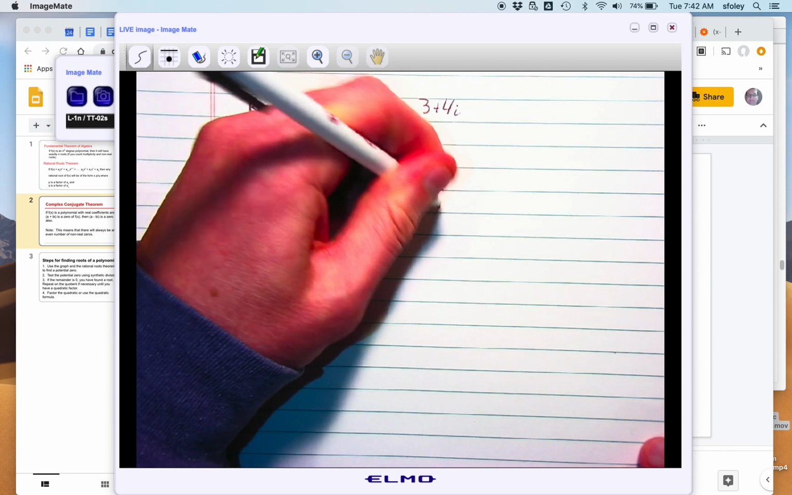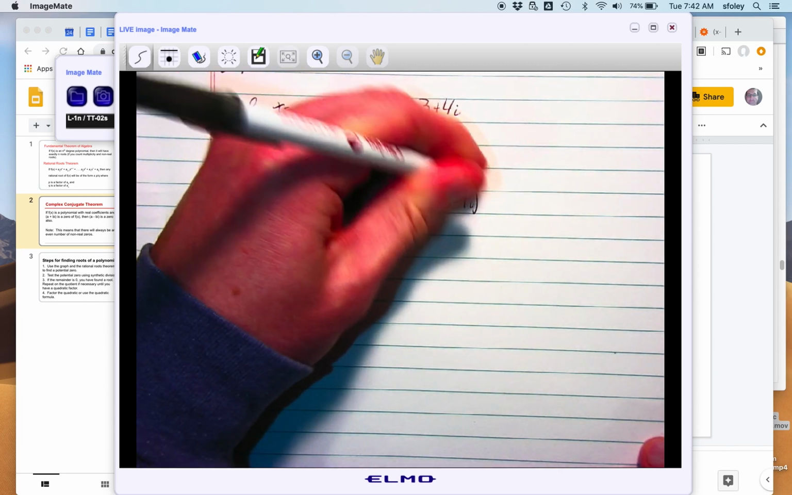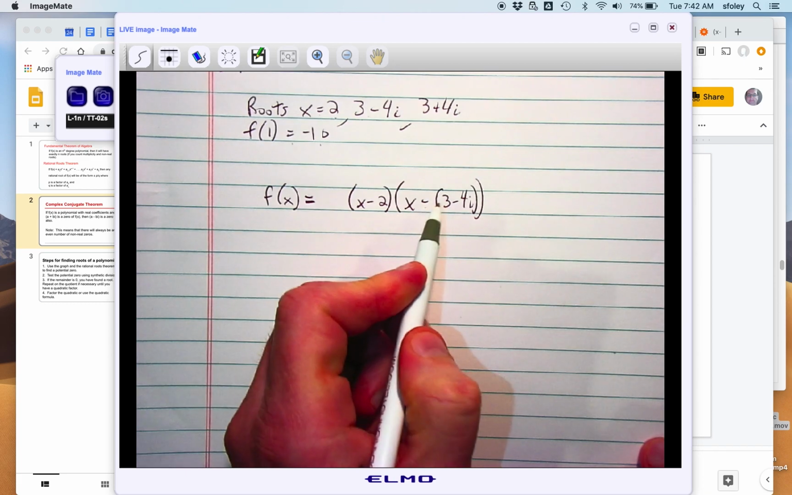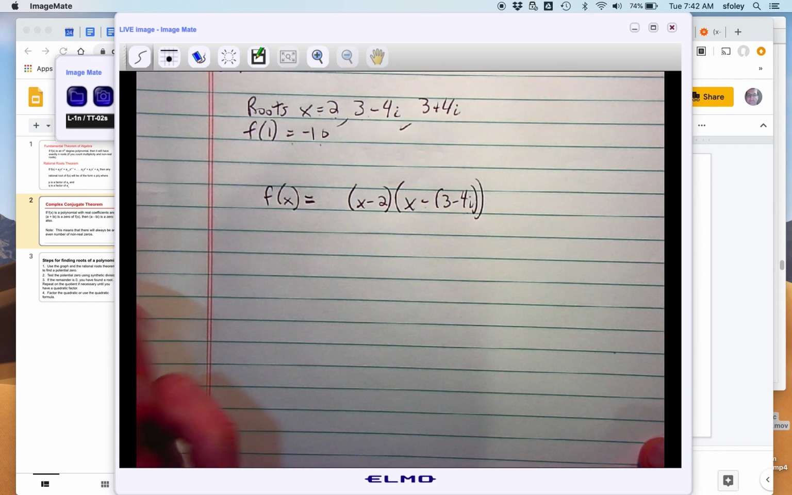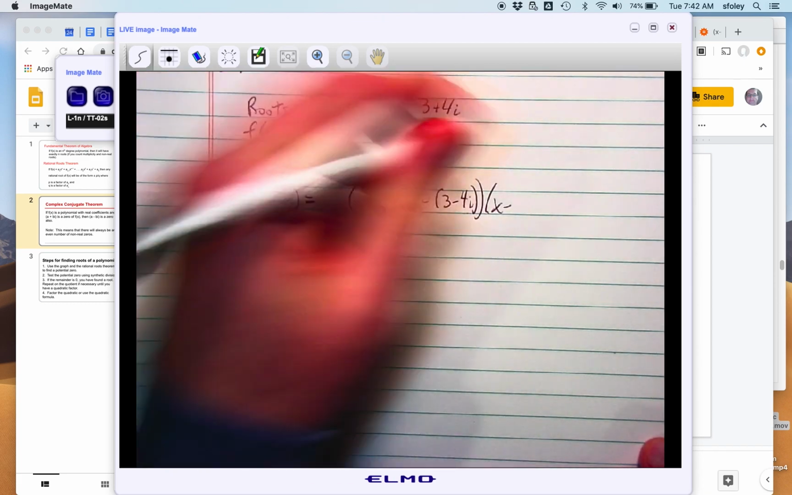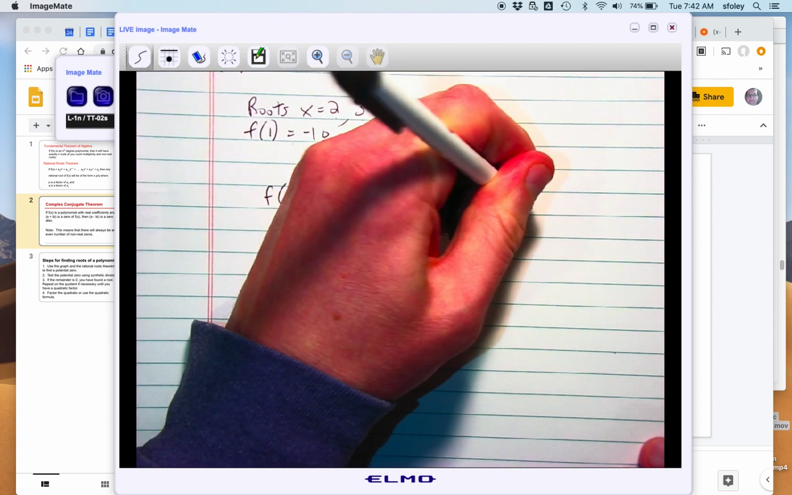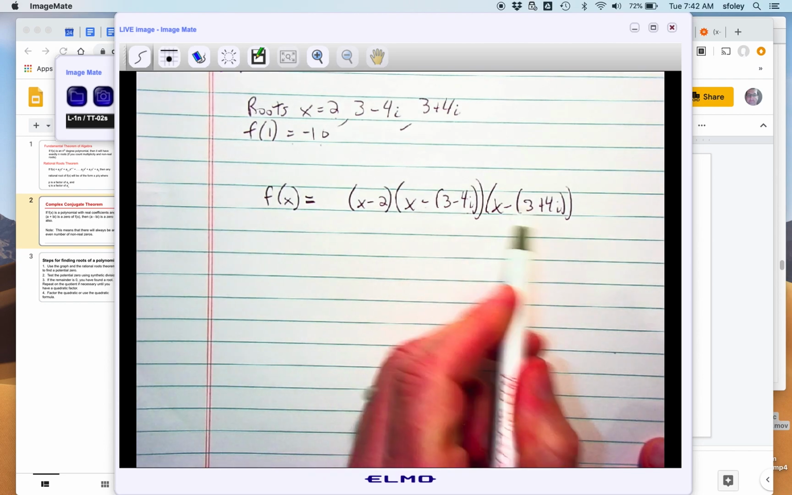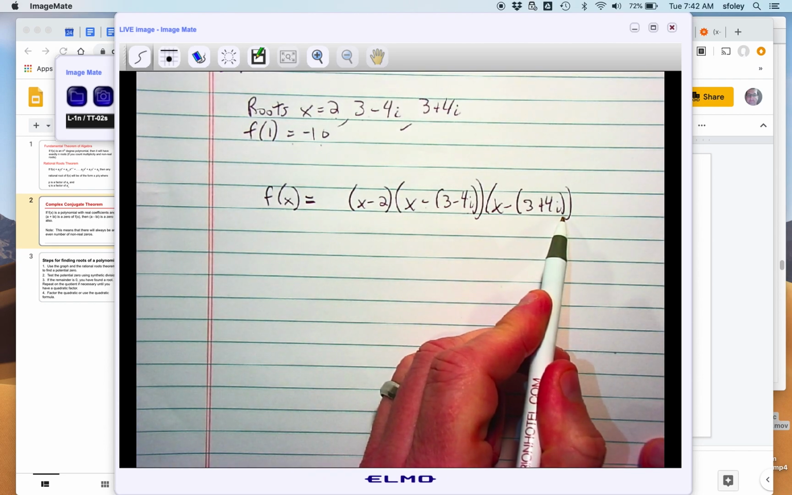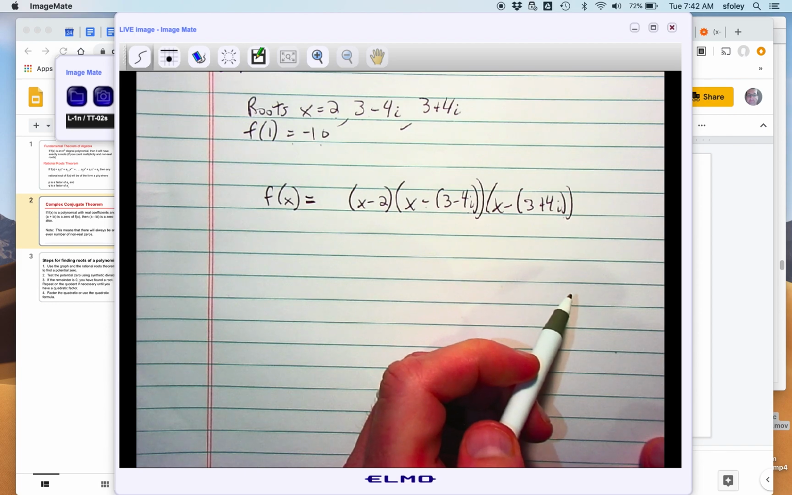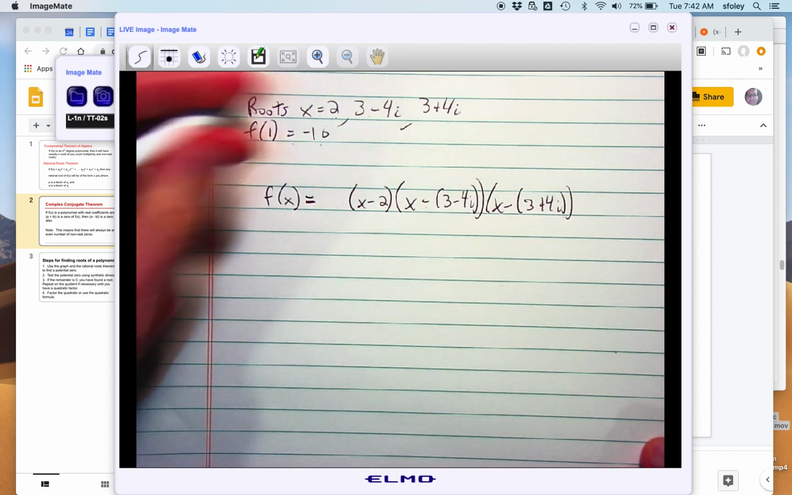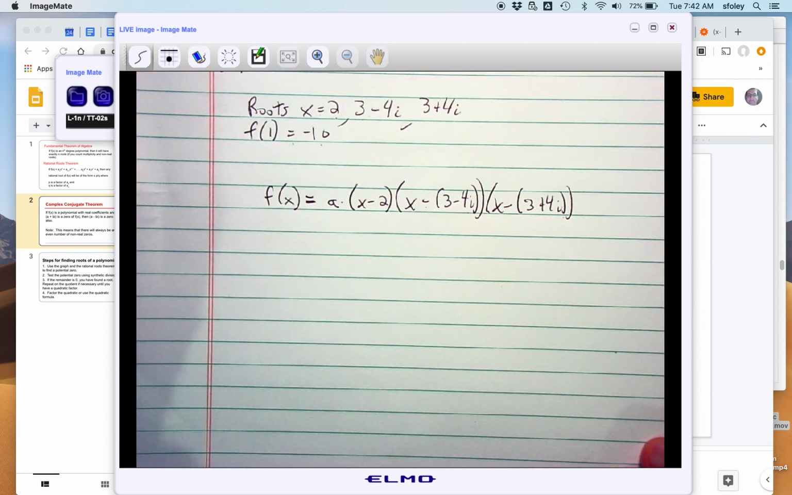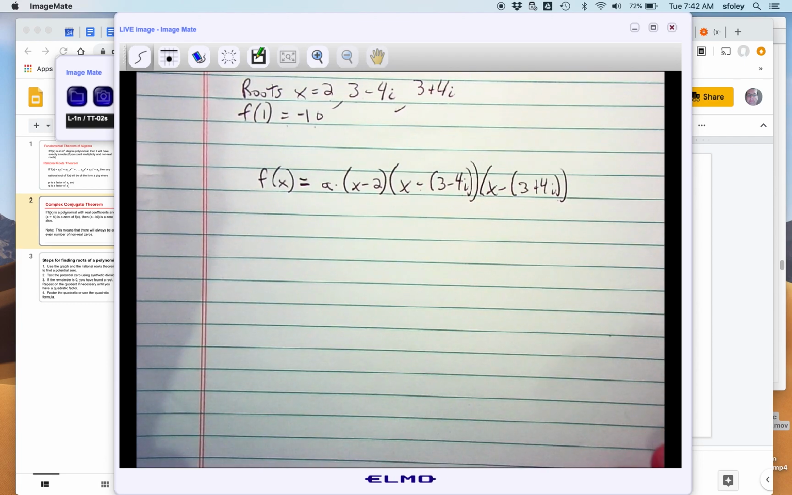3 minus 4i is a root. And so x minus that, notice that inner set of parentheses, is a factor. And then x minus 3 plus 4i, again, inner set of parentheses there. Those are my 3 factors. Sometimes we know there might be a number out in front, and so we'll talk about that in a second. But for now, I'll just put a placeholder there with the a value.